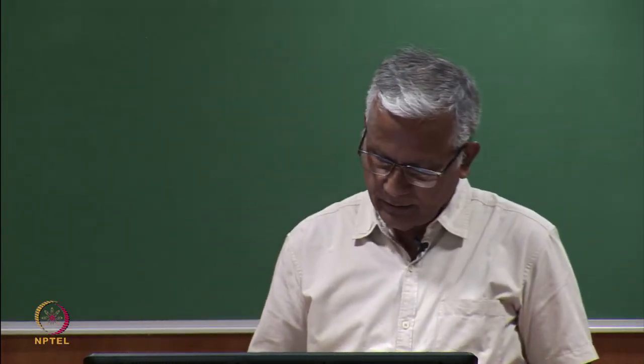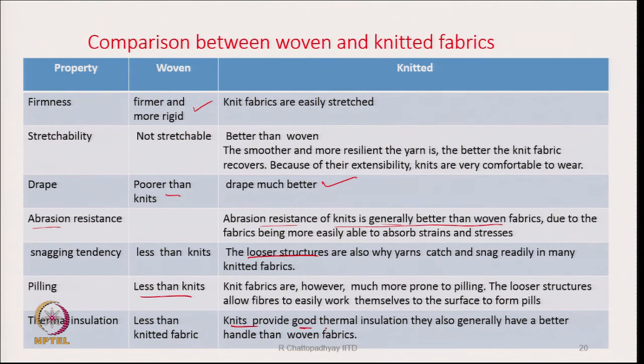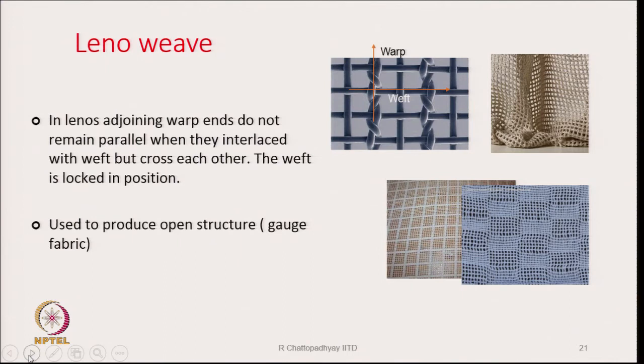For thermal insulation, knitted fabrics will give you better insulation, because the knitted loops are three-dimensional in nature, and the fabric thickness is always much more. That is why knitted fabrics are better in terms of thermal insulation. So, these are the comparisons between the two types of fabrics.